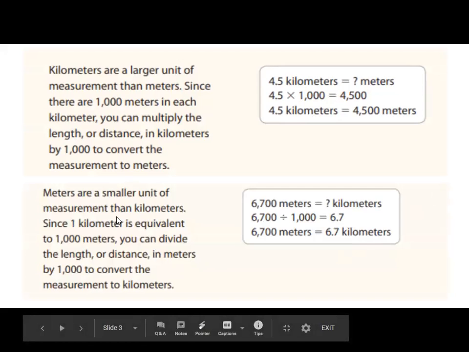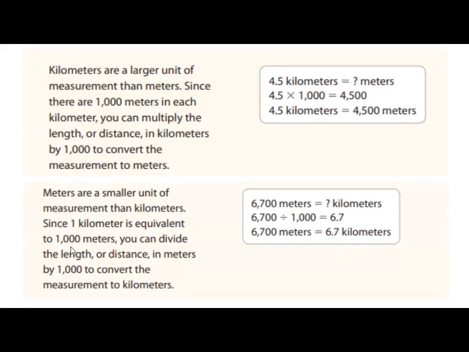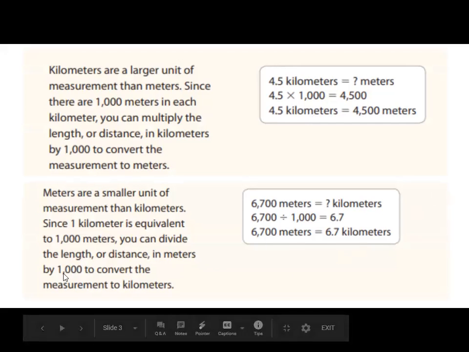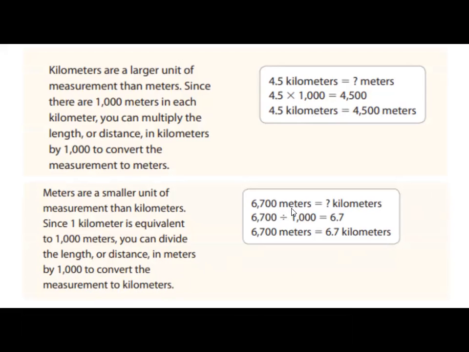Meters are a smaller unit of measurement than kilometers. Since 1 kilometer is equivalent to 1,000 meters, you can divide the length or distance in meters by 1,000 to convert the measurement to kilometers. So if we're starting with 6,700 meters and then converting to kilometers, we're now going from a smaller unit of measurement to a larger unit of measurement, and that's why we're going to have to use division.